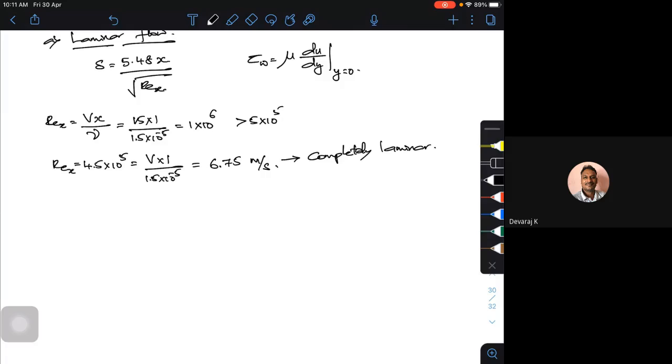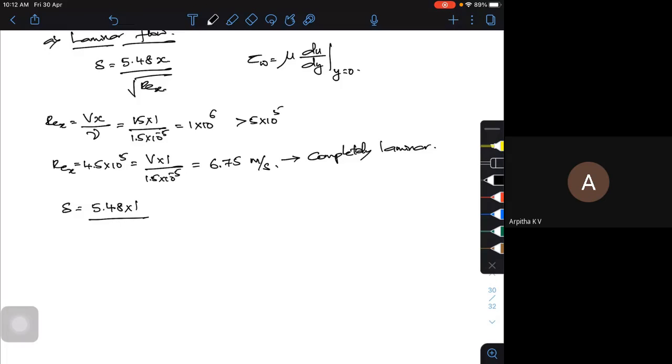So delta is given by 5.48 into x is 1. Sir, in the exam, can we take 4 also or 3.5 like that also? Yes, you can take it. You can take it. 4.7? No, no, no. Anything, anything.